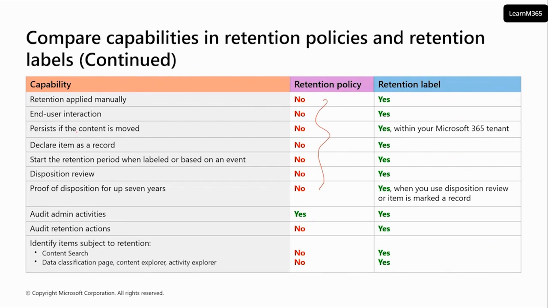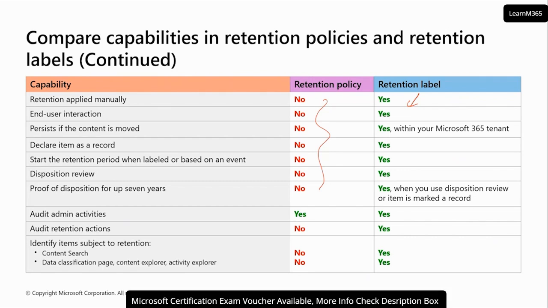End user interaction, persist if the content is moved, declare item as a record, start the retention period over labeled or based on event, disposition review, proof of disposition for up to 7 years. Okay. And this is available with retention label. Audit admin activities, audit retention action, identify items subject to retention. So this is what you can have and what you cannot have with retention policy and retention label.